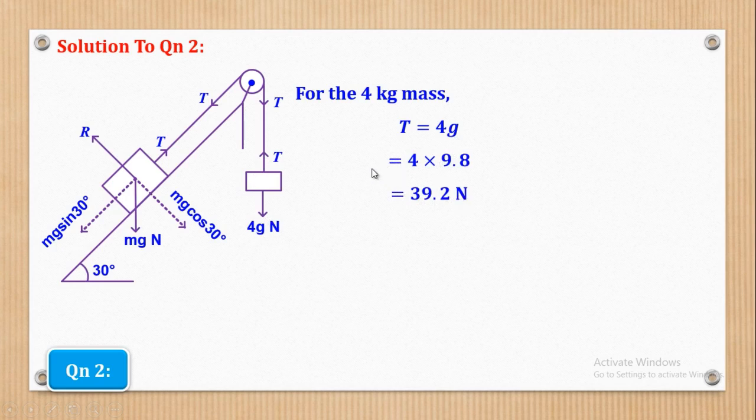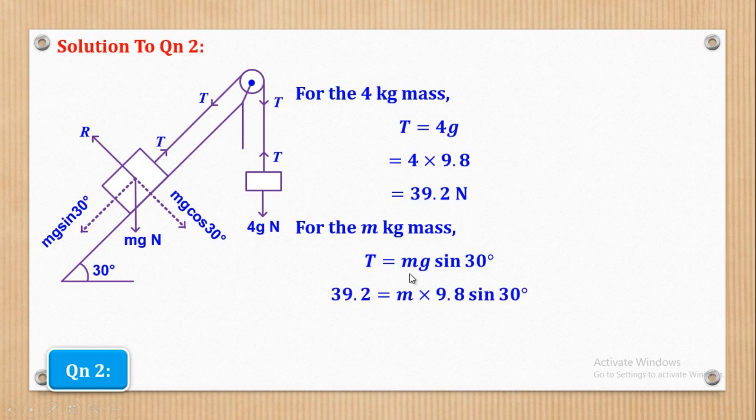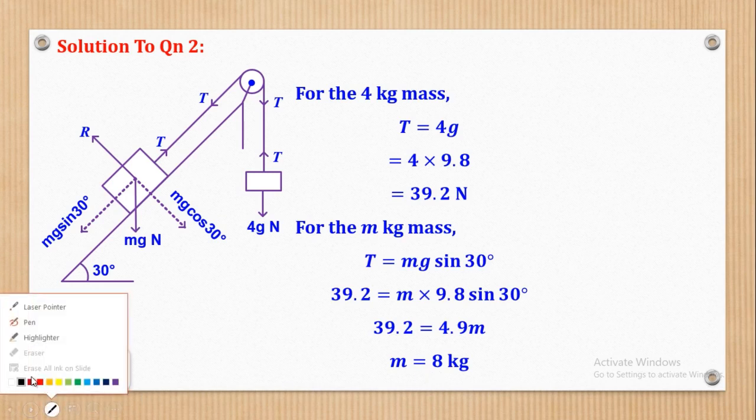Now that I've got T, I can resolve for the m kilogram mass. When I resolve parallel to the plane, I come up with T being equal to mg sin 30. I know T and I know g, so I substitute for T and g so that I remain with only m as the unknown, and when I make m the subject, I come up with m being equal to 8 kilograms. So basically that's what they wanted in this question, and now let's see how marks can be awarded.